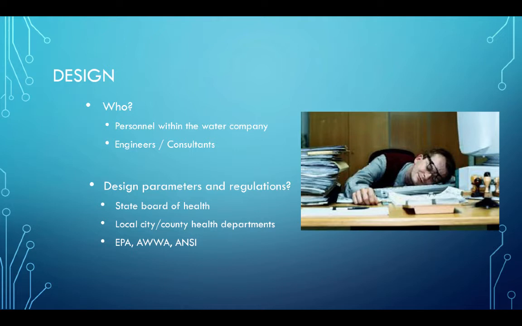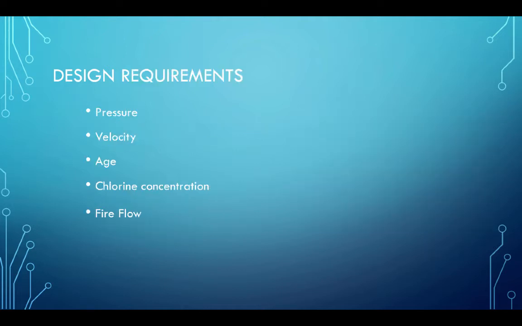The engineering aspect is required because, at least in the Texas code, it's specifically stated that a professional engineer has to sign certain aspects of a water system design. What about the design parameters and regulations? Well, we get those from the State Board of Health, local city and county health departments, EPA, American Water Works Association, American National Standards Institute, and our state regulations. So there's no real secrets other than to fit things into right-of-ways that aren't necessarily available.